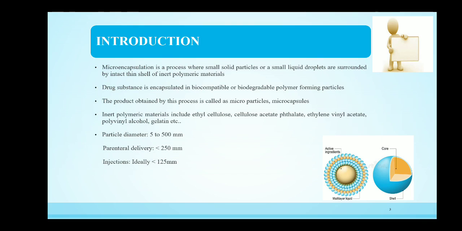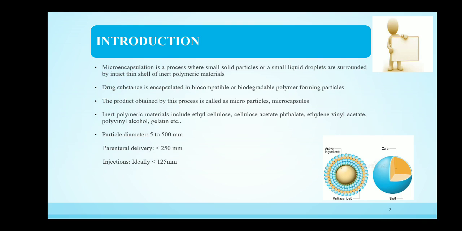Therefore, microencapsulation is a process in which gaseous, liquid or solid agents can be embedded in a carrier matrix or a shell material by which new products with customized characteristics can be produced. Products which are obtained at the end of the microencapsulation process are said to be microcapsules or microparticles. Inert polymeric materials include ethyl cellulose, cellulose acetate phthalate, ethylene vinylene acetate, polyvinylene alcohol, gelatin, etc.